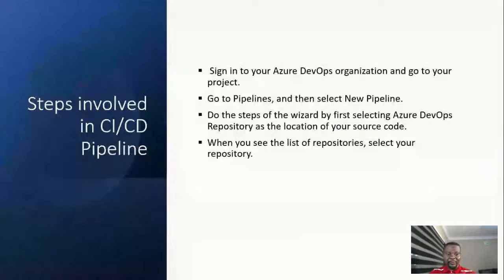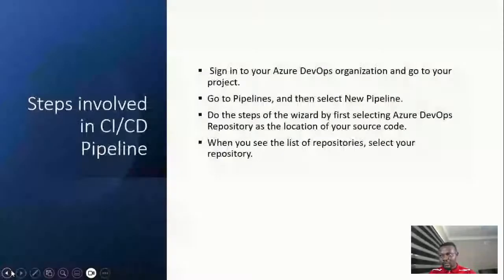Now, another thing you need to do is go to your pipelines and select new pipeline, do the steps of the wizard, and follow through the flow process, so that your Azure DevOps repo, in this case, serves as the source code repository. That's where your code lives, where you have put your code from your local computer. So when you see the list of repositories, select the one you have already defined. Of course, you know it. So that's going to be the flow.